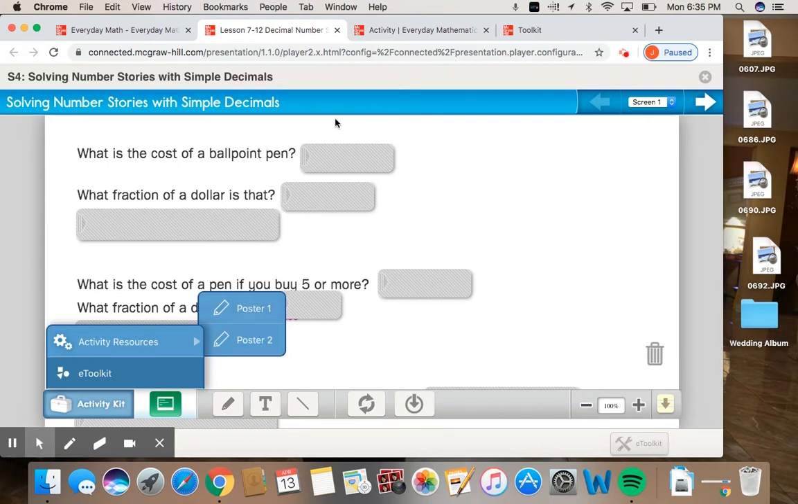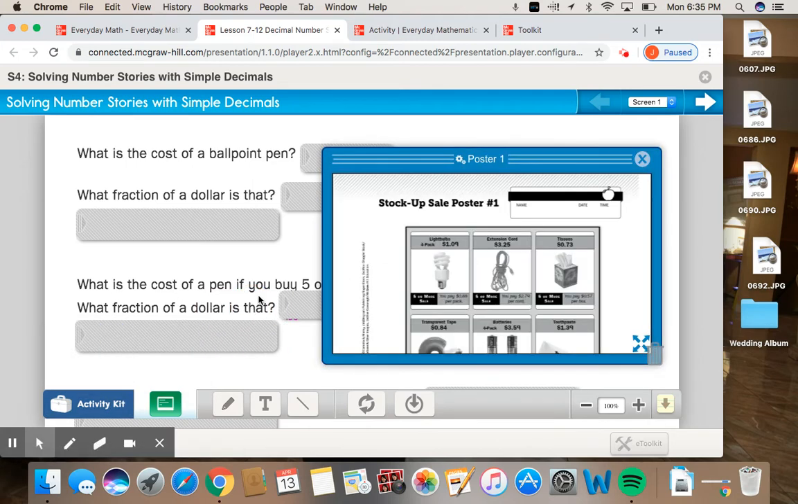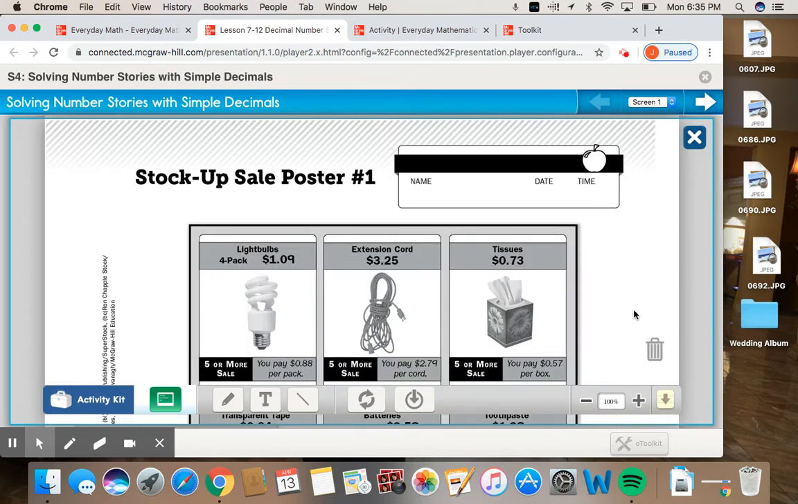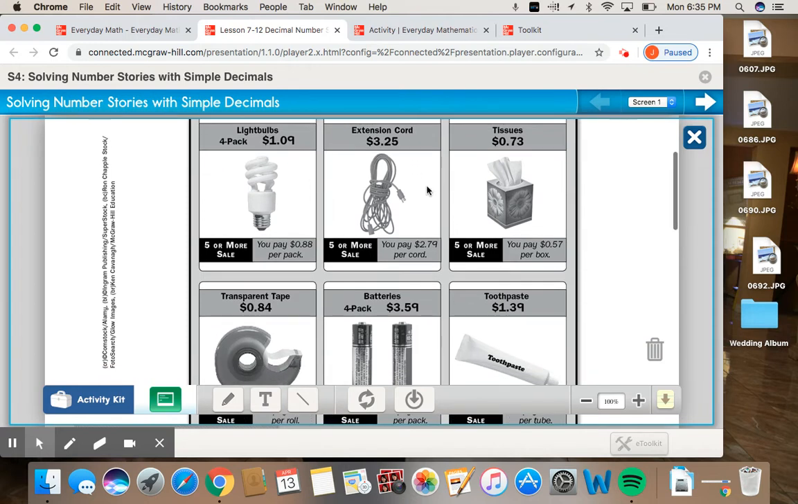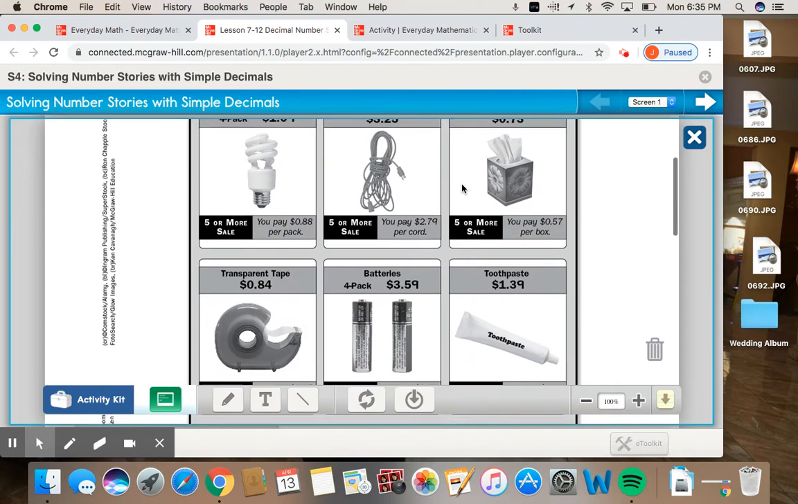So this first screen now, we're just going to make sure we understand how to use the posters. So I'm going to open up poster number 1. And you have these also, so you can go ahead and open it up with me. This is called the stock up sale poster. And these are our sale items. So let's just look through the items together. We have light bulbs. A 4-pack is $1.09. Extension cord, $3.25. Tissue, 73 cents.